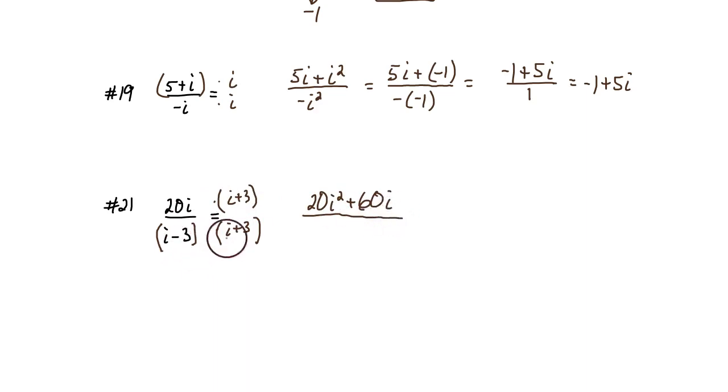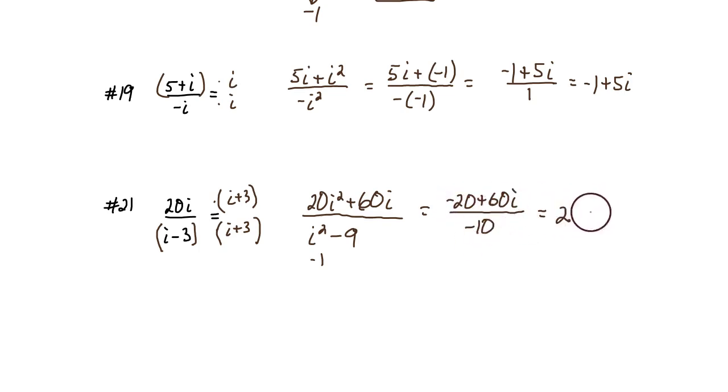In the bottom, we have FOIL, but we have that special case of FOIL where the outer and inner cancel away. So i times i is i squared, and then negative 9. Now we're not done, because remember, if you ever get i squared, that's just negative 1. So this makes negative 20 plus 60i over, what do you get down here in the bottom? What's i squared equal? Well, that's negative 1, so negative 1 minus 9 is negative 10. Negative 20 divided by negative 10 is 2, and 60 divided by negative 10 is negative 6i.